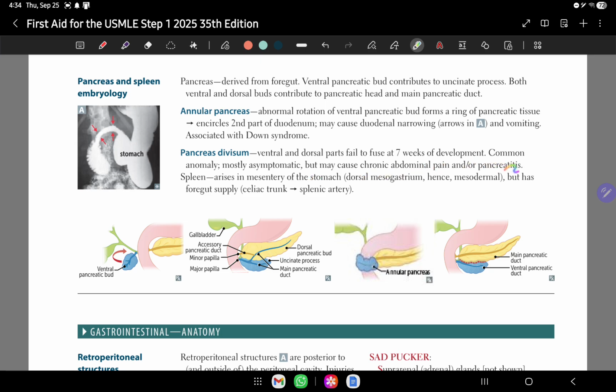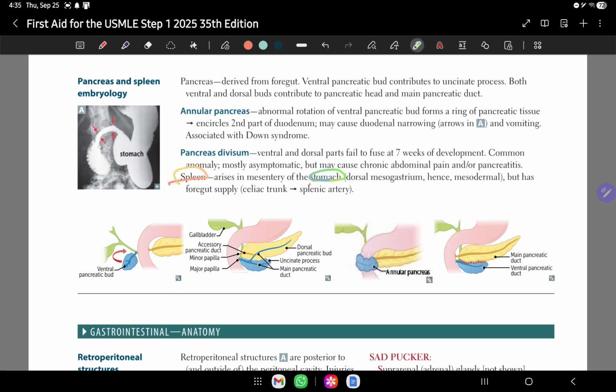So it's written that the spleen arises in the mesentery of the stomach. If this is the posterior abdominal wall and this is the mesentery through which it is attached, this is the stomach, and it is attached to the posterior abdominal wall. The spleen is going to arise in the mesentery of the stomach. So it is going to arise from the dorsal mesogastrium. These are the mesenchymal cells from which the spleen is going to arise.